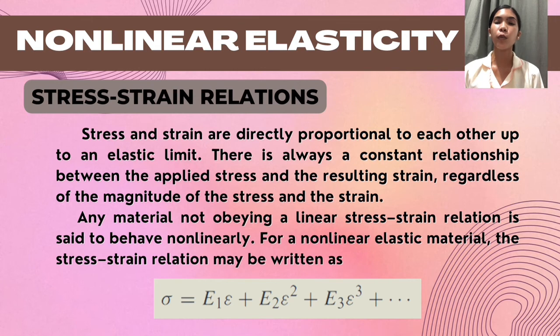And now, let's move on with the nonlinear elasticity. In this part, I will discuss the relationship of stress and strain. Always remember that stress and strain are proportional, or directly proportional, to each other. There's always a constant relationship between the applied stress and the resulting strain, regardless of the magnitude of the stress and strain. But once the stress and strain are no longer proportional, this is what we call non-linear. The formula is on the screen: sigma, or the stress, is equal to E sub 1 of strain plus E sub 2 of strain squared plus E sub 3 of strain cubed, and so on and so forth.